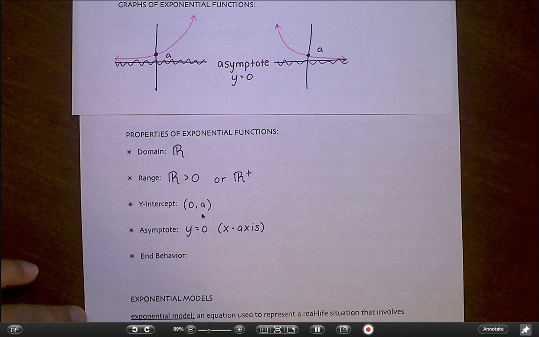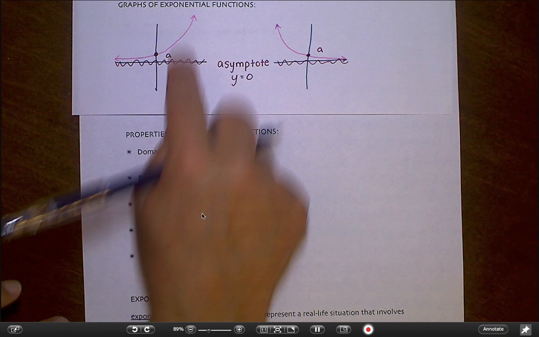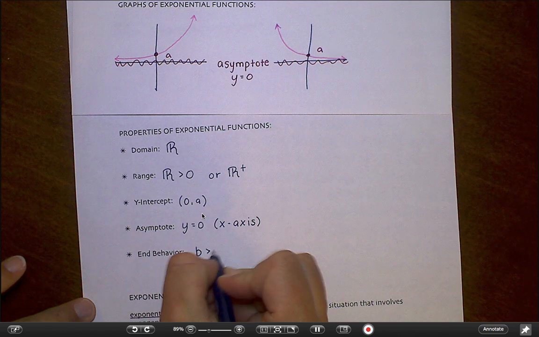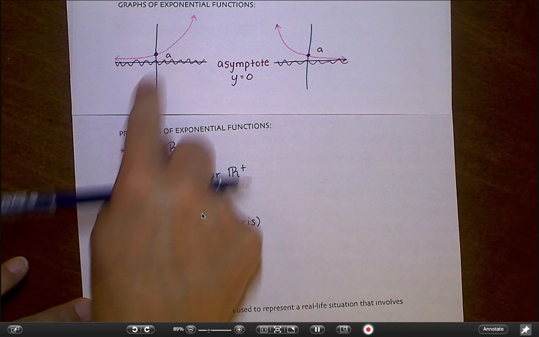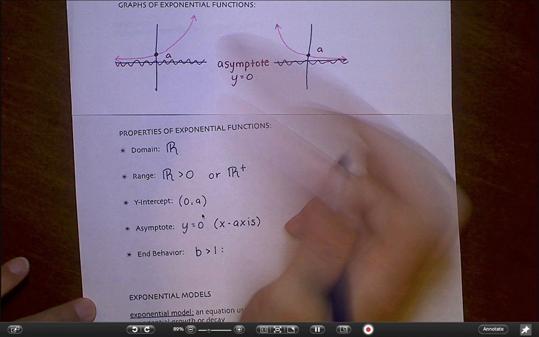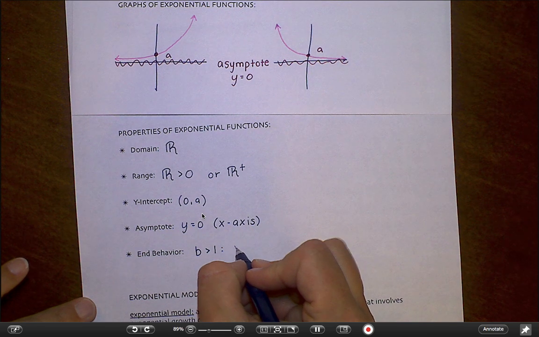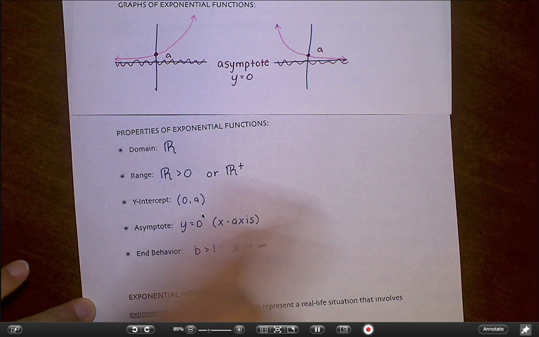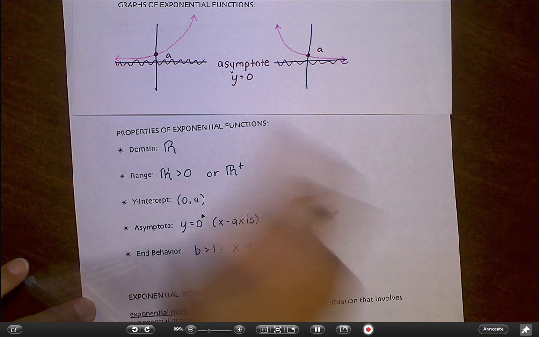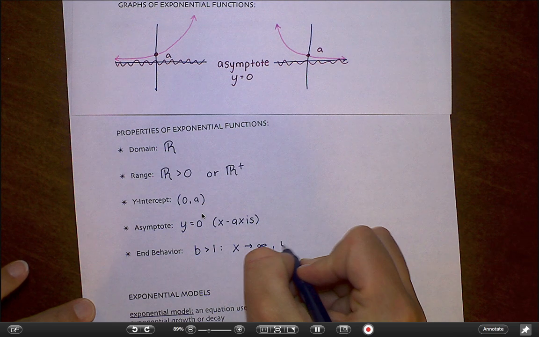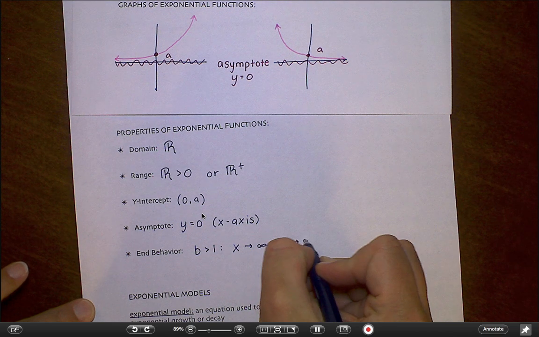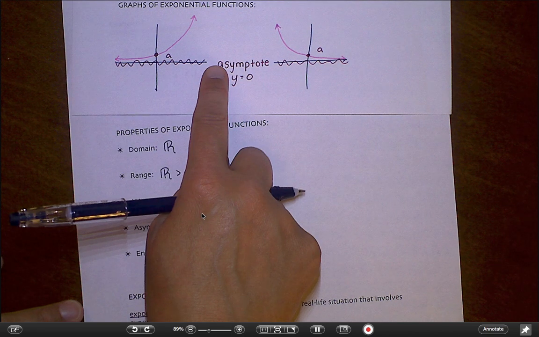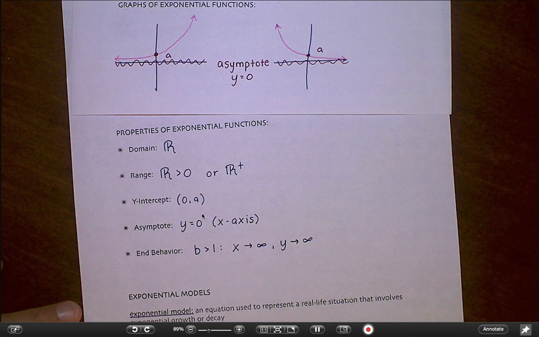And then end behavior, just real quick. I want you to know that when your growth factor is greater than 1, so when we're talking about an actual growth graph, as x approaches infinity, which is our way of saying as we go to the right, my y values are increasing forever, right? So y is also approaching infinity. This right here is just a fancy way of saying as I go to the right, my graph is going up and up and up forever.